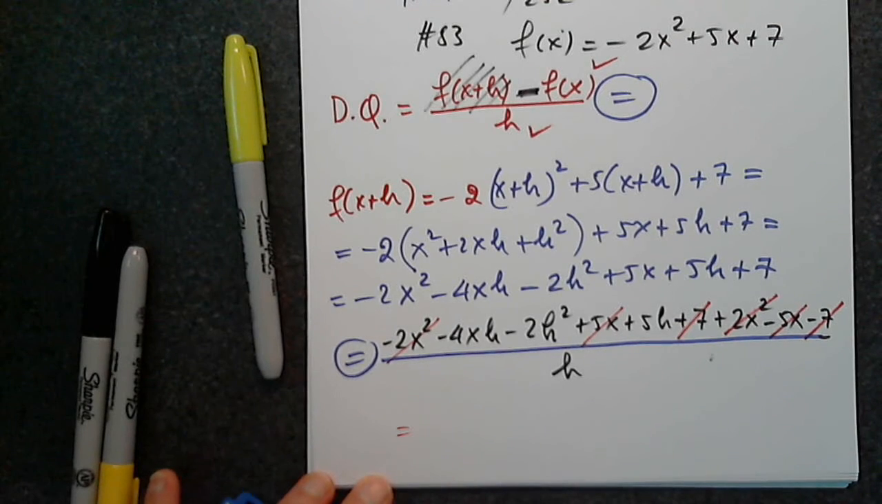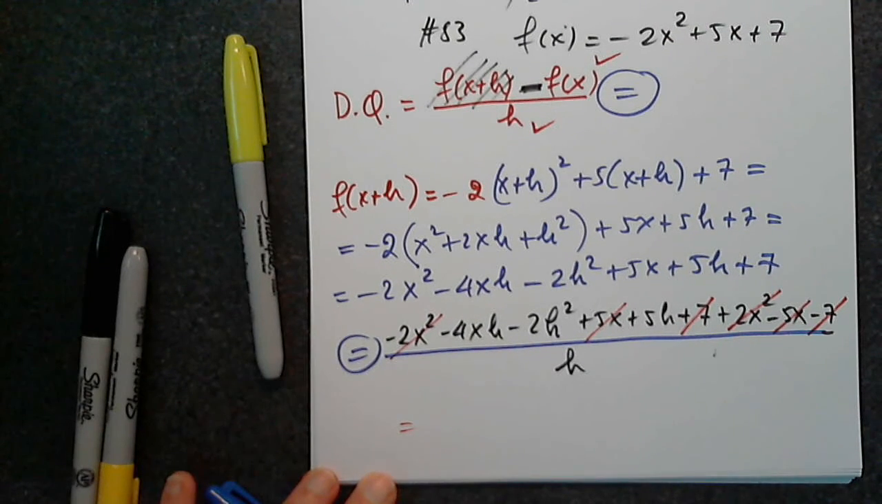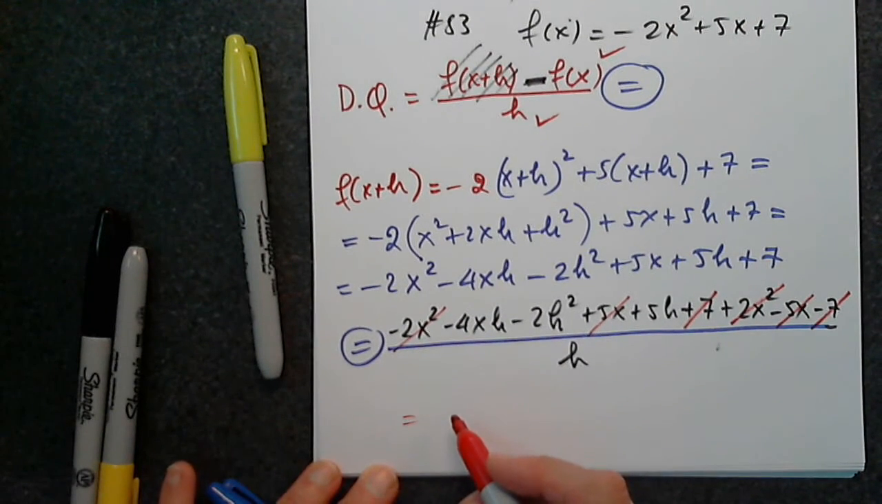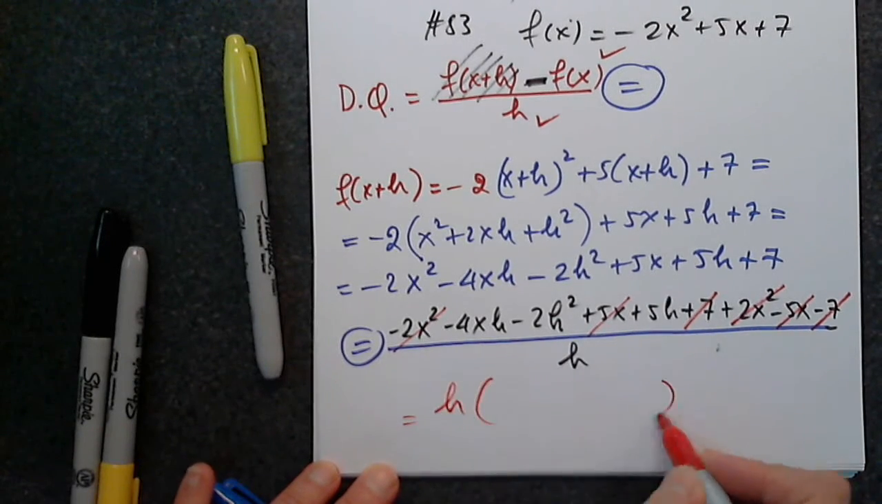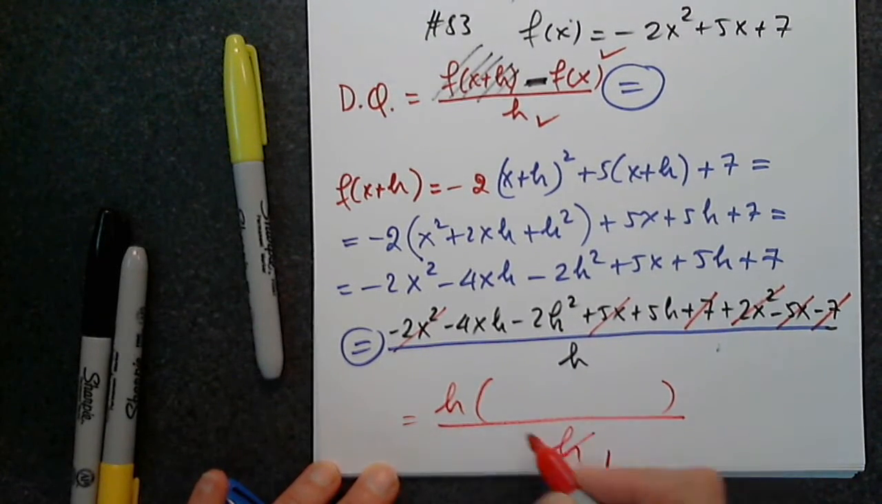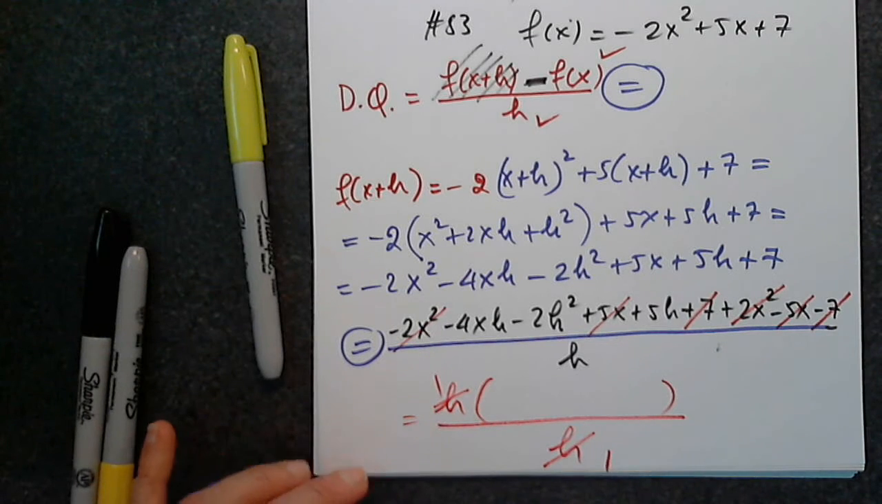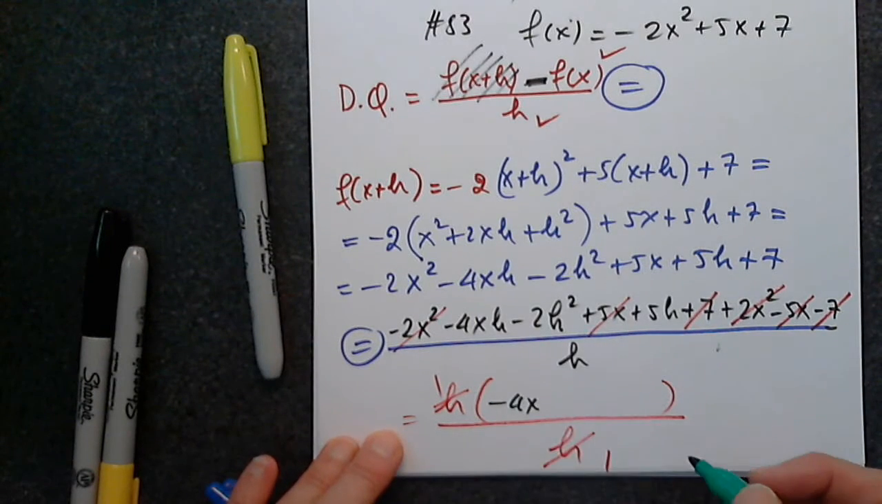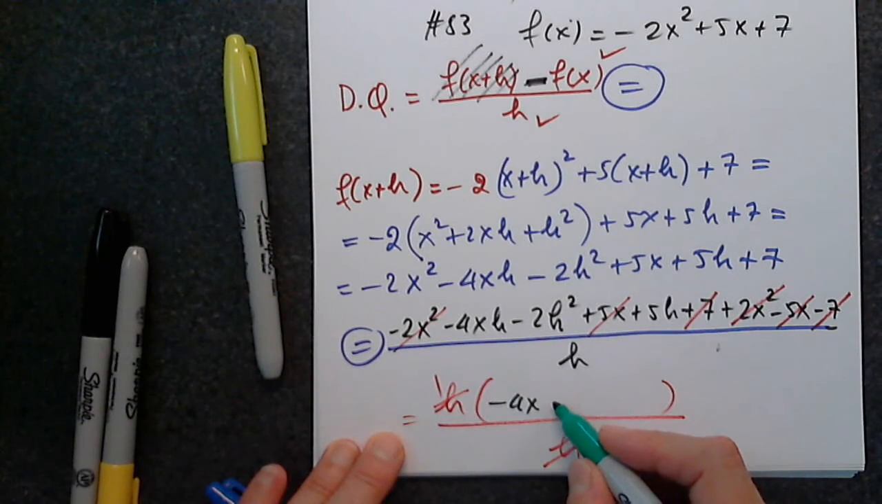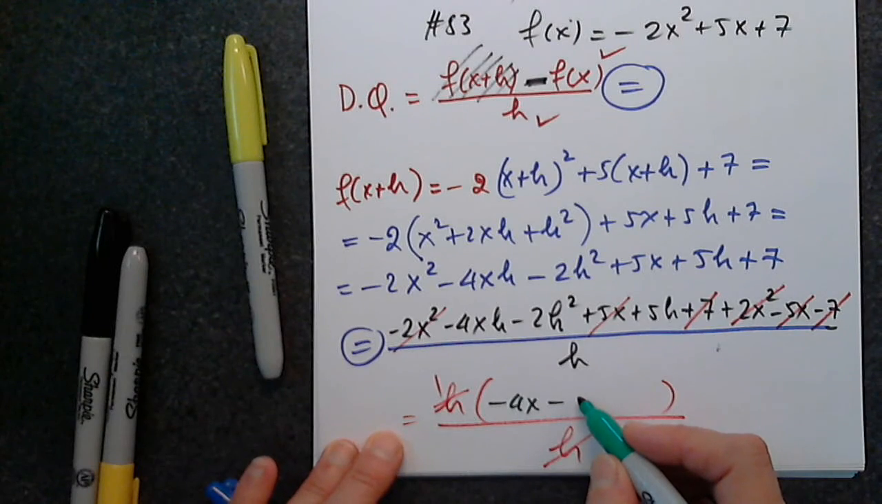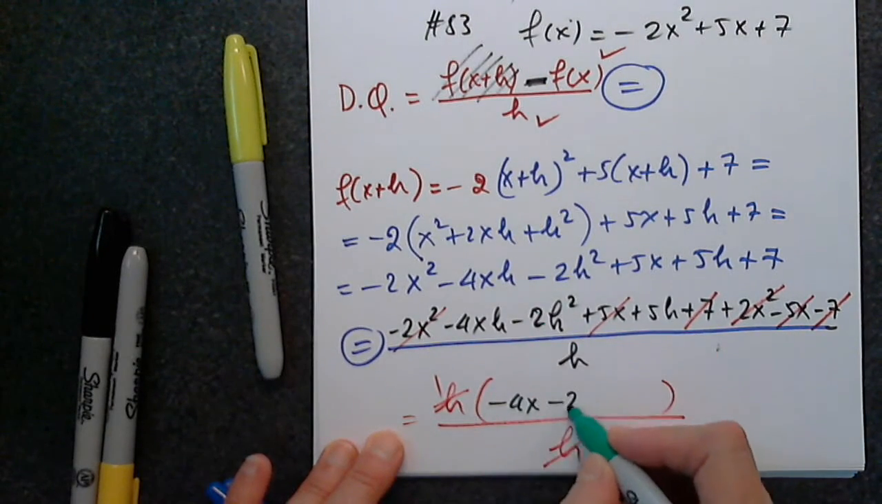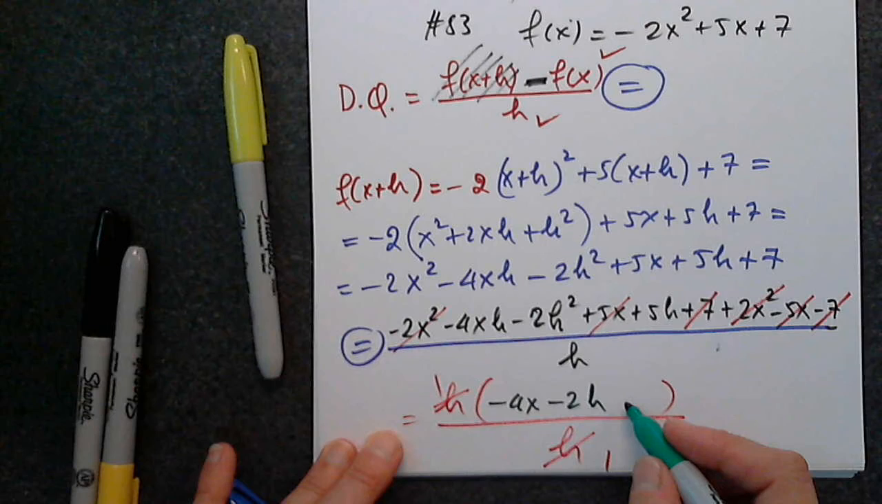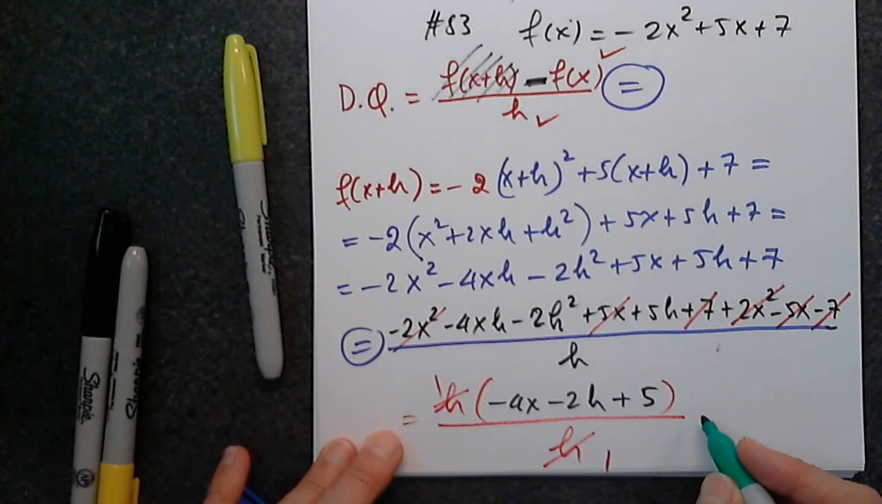Now, how many terms are left? What is common to all three? It must be h, because at the end of the day, I have to remove that h. Now, carefully, what is left? Negative 4x minus 2h plus 5h. Plus 5. Correct.